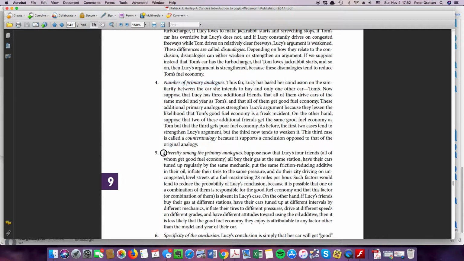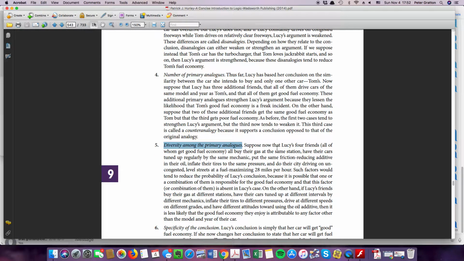Another thing to look at is the diversity among the primary analogs. So suppose that, for example, 4 of Lucy's friends all buy their gas at the same station and so on. Well, this will weaken her argument. What we want is actually more diversity. So in the sciences, we actually tend to think that we want repeatability, that if some things have been done the same way and they repeat again and again, that might strengthen our analogy.